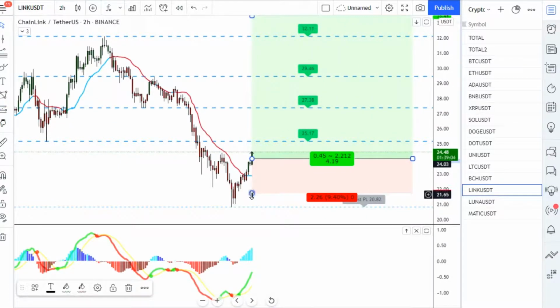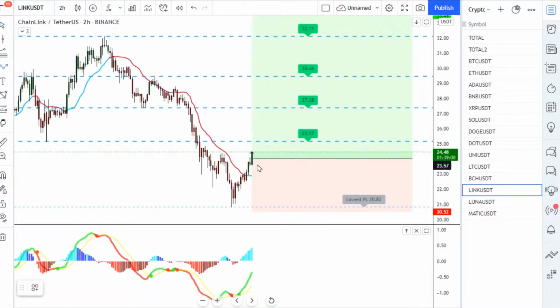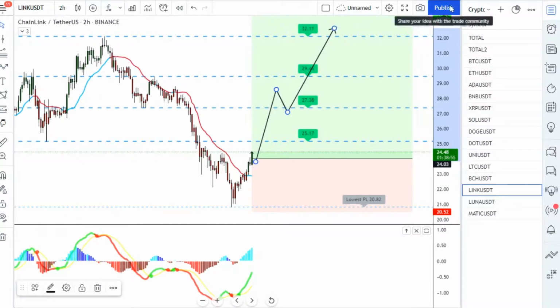I think the market is gonna be on fire, guys. It's gonna fly fast over the weekend also. I think this is gonna fly fast. So that's LINK. I think it's very, very strong. This is probably gonna go to $100.